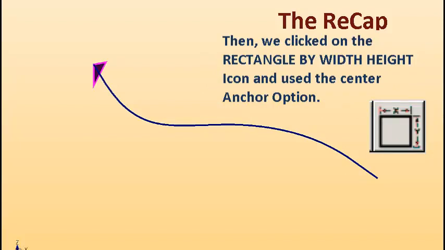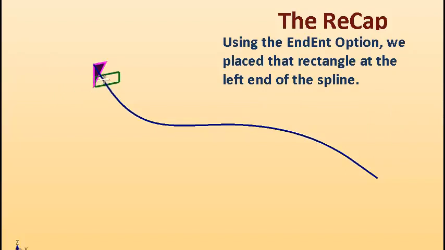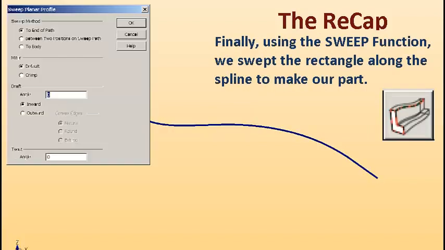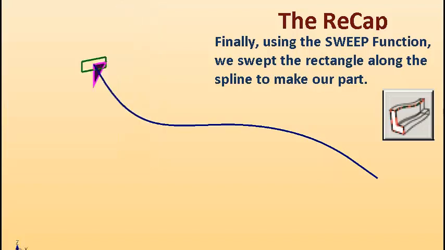Then we clicked on the rectangle by width height icon and we used the center anchor option. Using the indent option, we placed that rectangle at the left end of the spline. And finally, using the sweep function, we swept the rectangle along the spline to make our part.